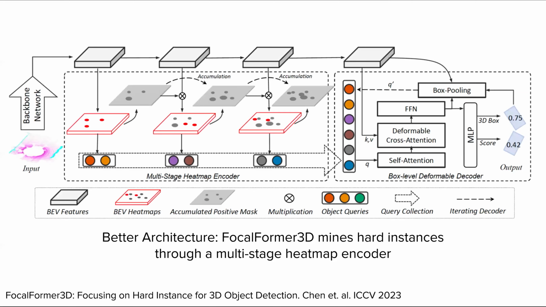And the key insight from their method is that there's still room to explore new architectures, new and better architectures. In practice, this team uses Focal Former 3D, which mines hard instances through a multi-stage heat map encoder. What this means is, in the first stage, they run their standard object detector to find the easy examples, and then they ignore these easy examples and run their detector again to try and find the remaining hard examples. And this better architecture pays tremendous dividends, as we'll see in the metrics.